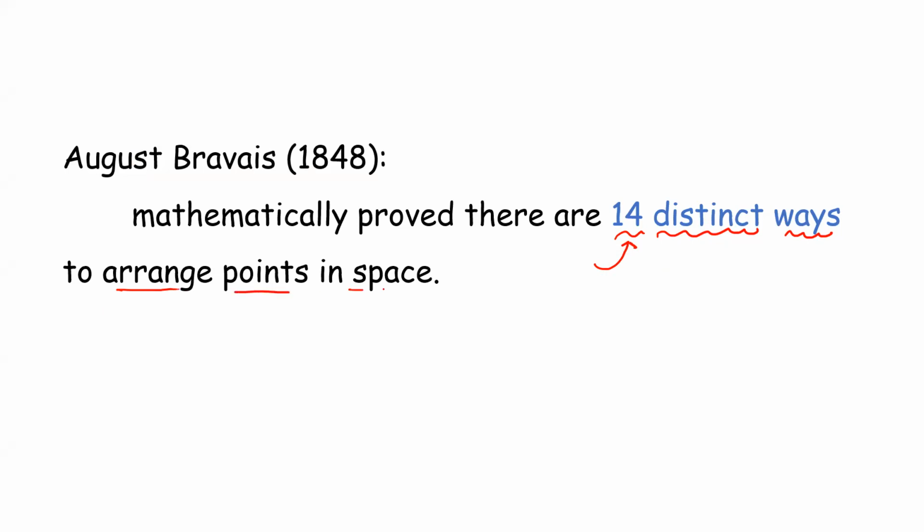Point means what? It means atoms only, right? In reality, those will be atoms. So there are 14 distinct ways. So they will be asking how many Bravais lattices are there, and you will be answering 14.